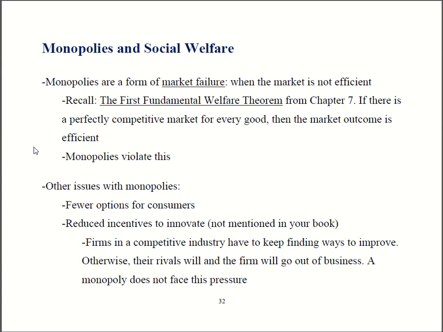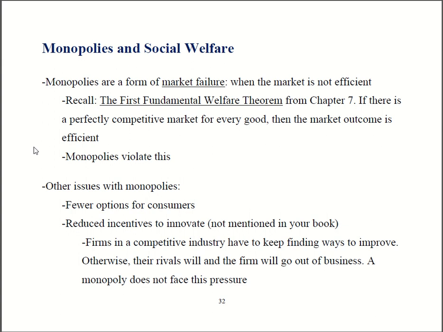Other issues that monopolies cause, so one is pretty obvious. You have fewer options for consumers. So in your case, you've got to buy the W. W. Norton textbook, or well, that's it actually. There is no other option. So fewer choices for consumers. That's going to also reduce their welfare.